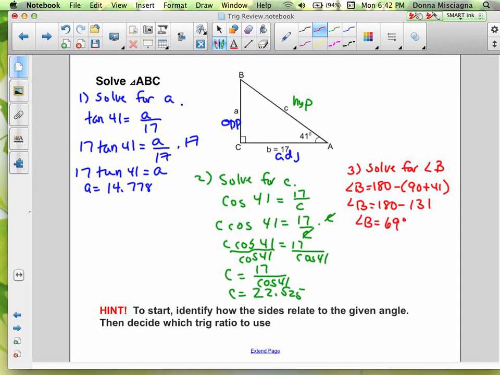And that's it. Look at that. In 5 minutes, we have found 2 sides and an angle. Not bad. I have 3 more problems like this. Let's see how long it takes us.